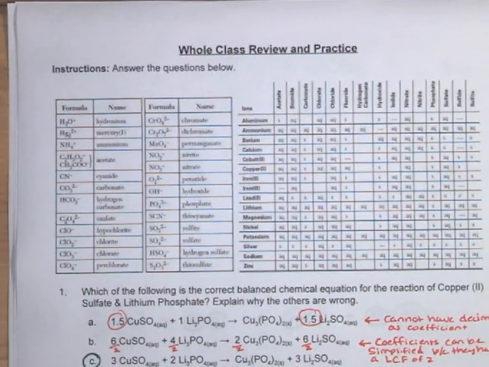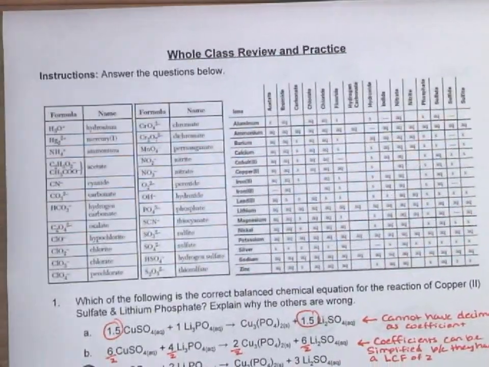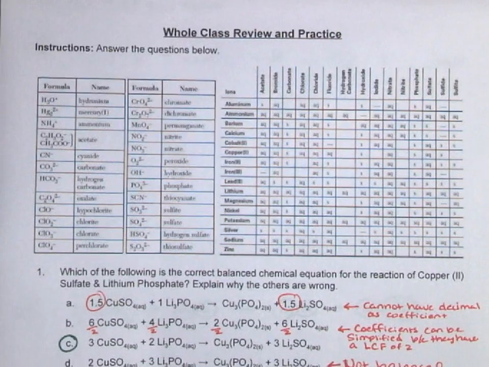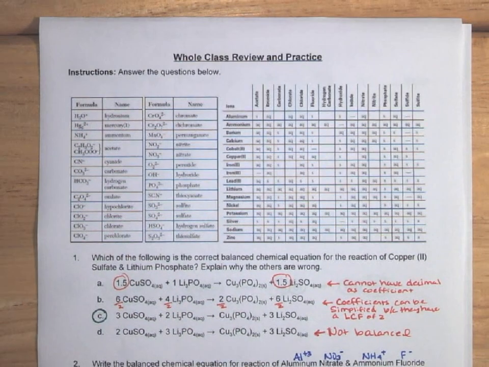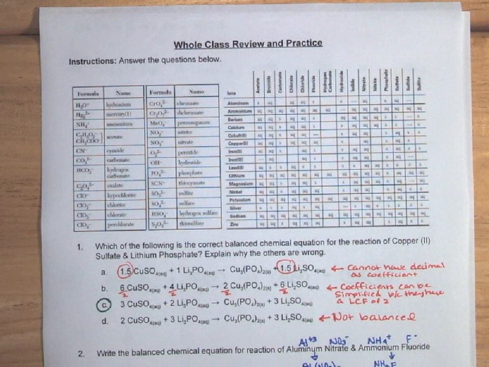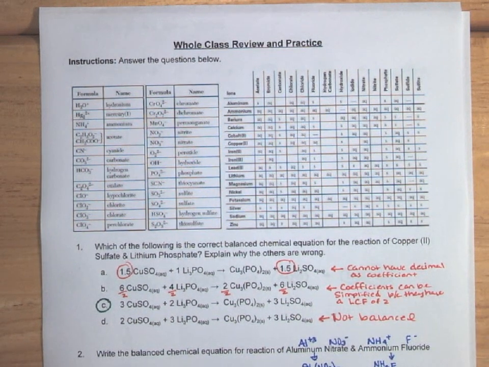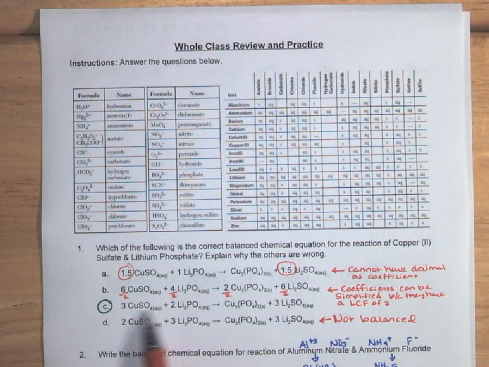The first thing I want to do is review what we went over on Wednesday in class, our whole class practice and review, and then we'll go over the questions that people had on the 4.1 and 4.2 exit ticket. All right, so this is what we did on Wednesday. And the first question is talking about balanced equations.